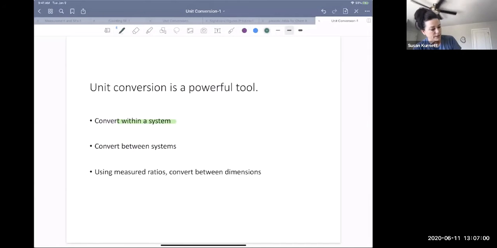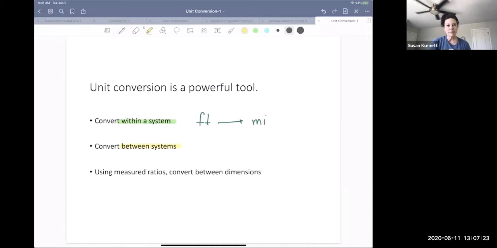If we know how feet is related to miles, there's 5,280 feet in a mile. That's a definition. That's an exact thing. We can use unit conversion to convert within that system. And then it helps us also to convert between systems.